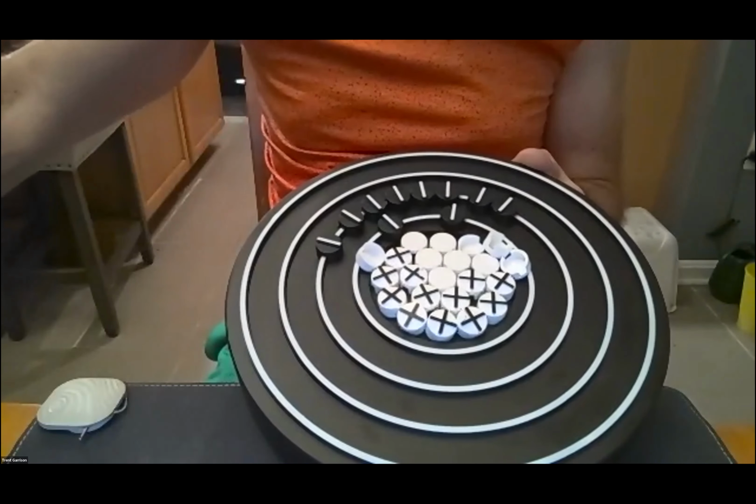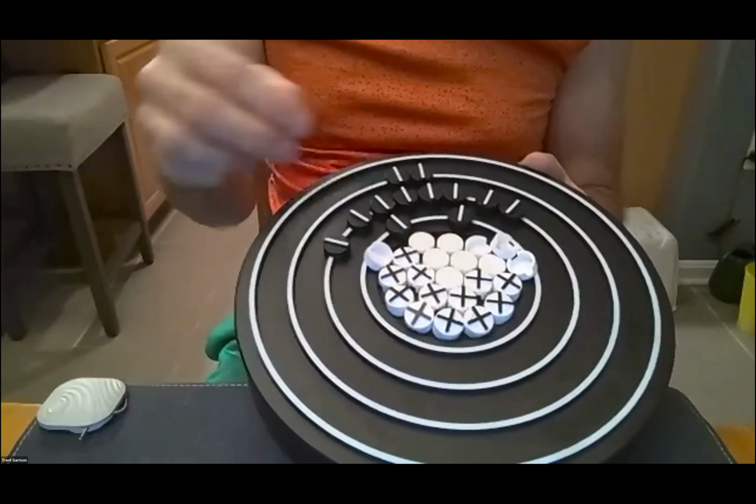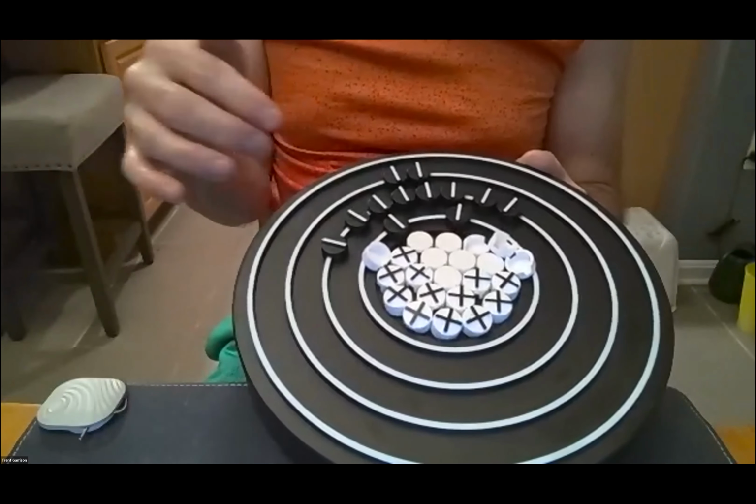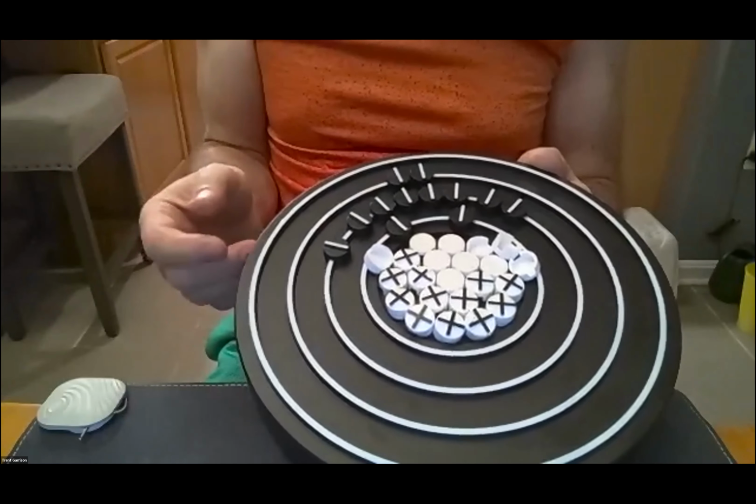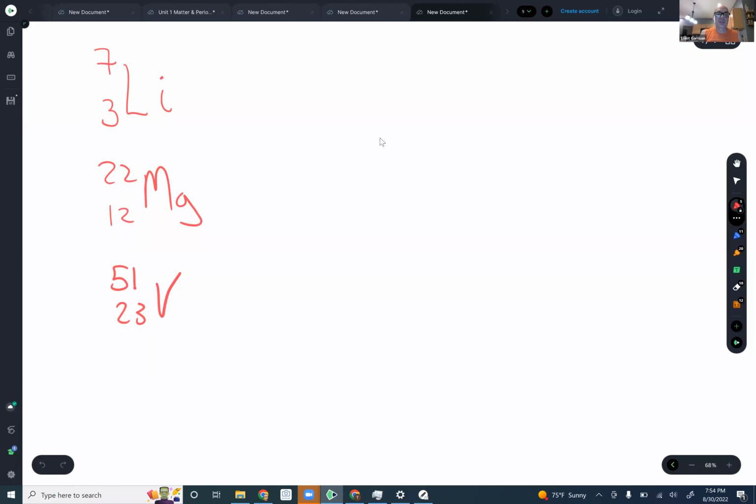So where would the next ones go? They would go out to the third energy level. So the way that these energy levels work is 2, 8, and then the next one can have more than that. So let's take a look on the periodic table and see how that's going to correspond.